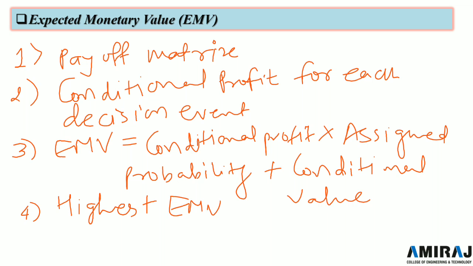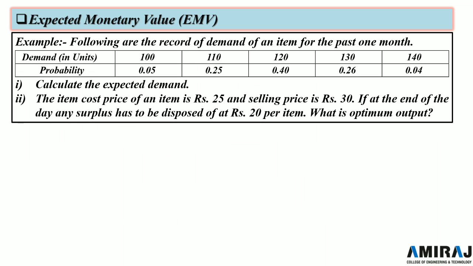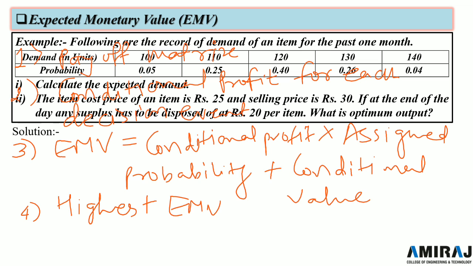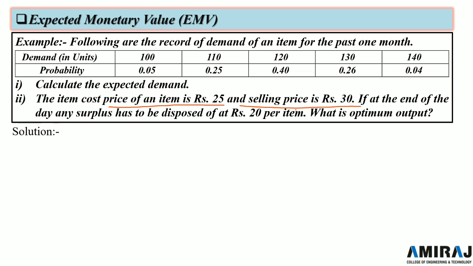Now let us take one example. Here are the records of demand of an item for the past 1 month. Demand in units and probability is given. Calculate the expected demand. The cost price of an item is rupees 25 and the selling price is rupees 30. If at the end of the day any surplus has to be disposed of at rupees 20 per item, what is the optimum output? So here the cost price is 25 rupees and the selling price is 30.